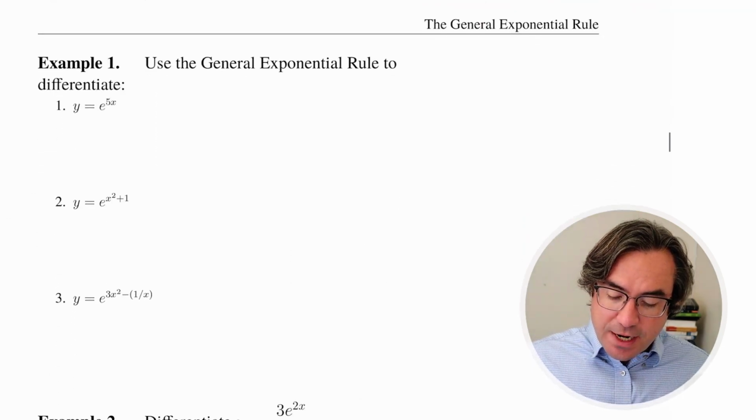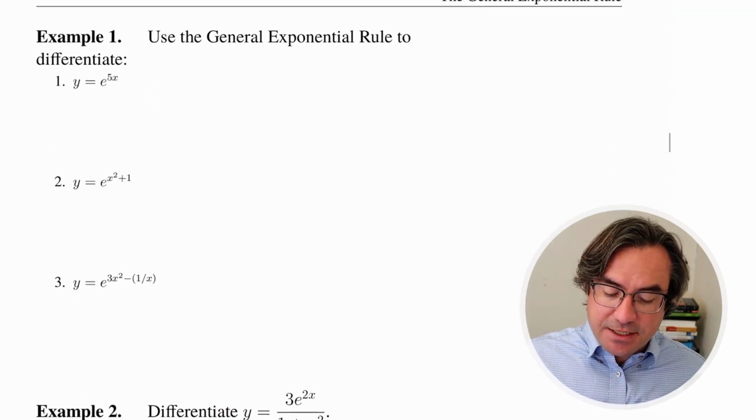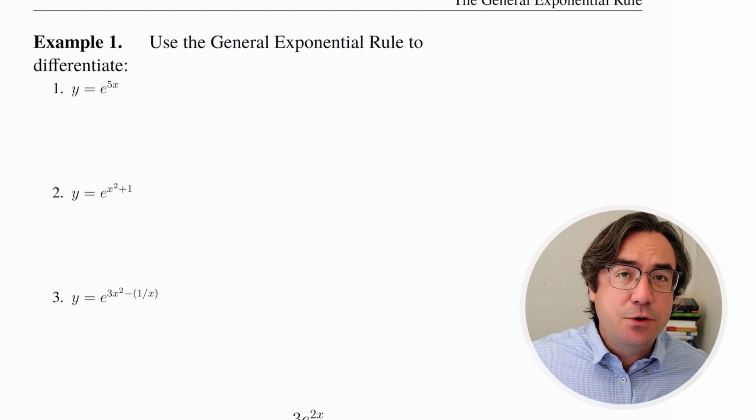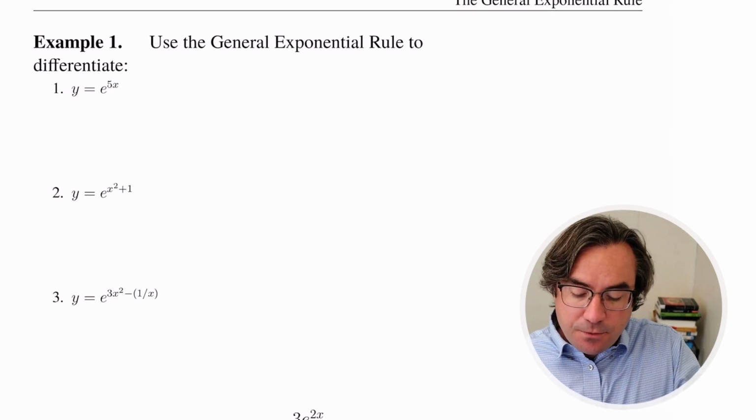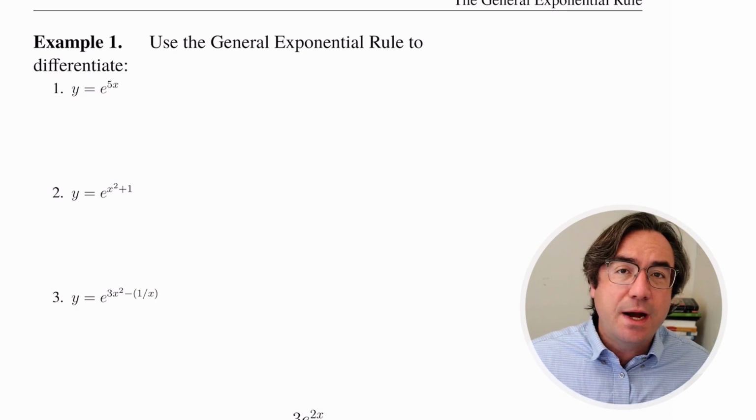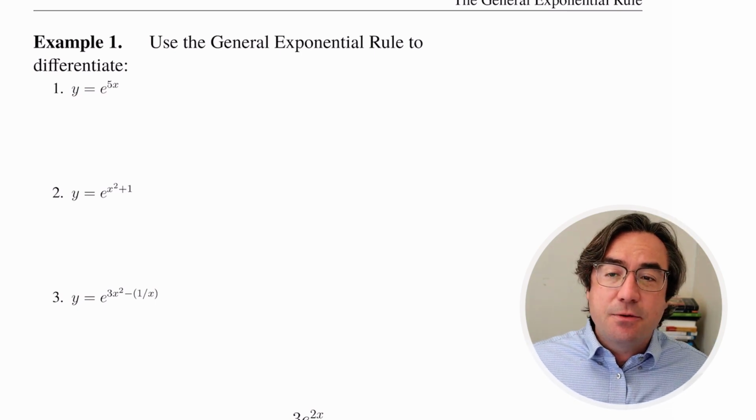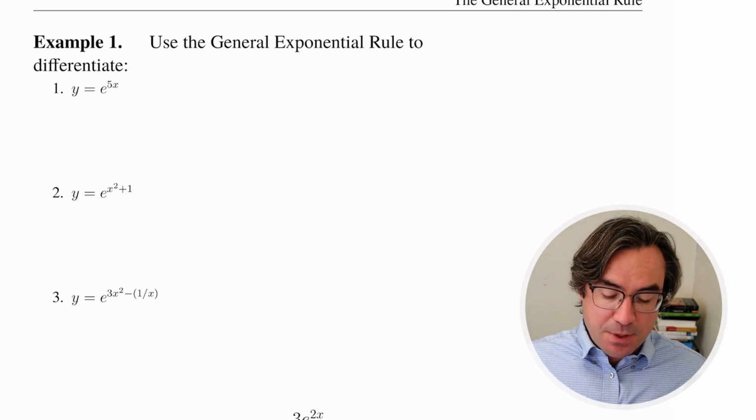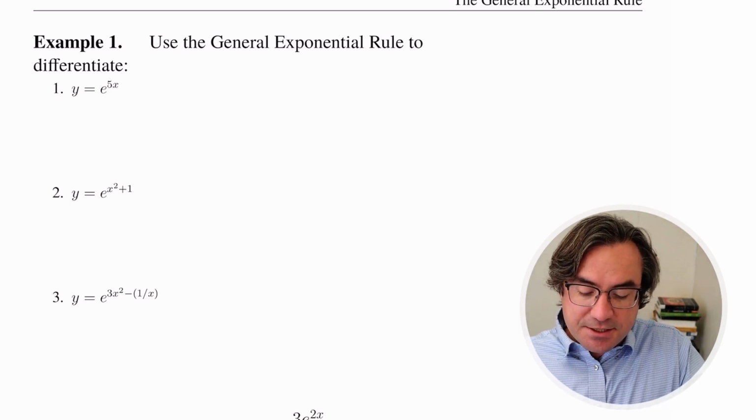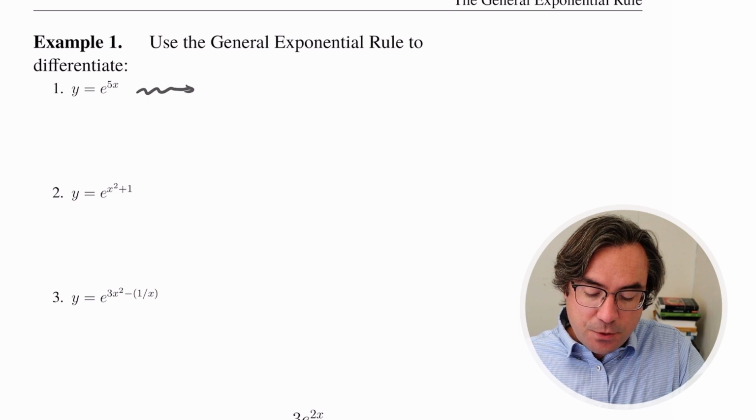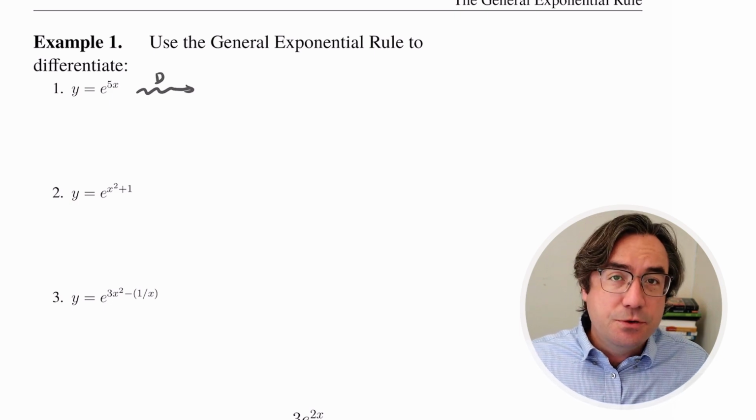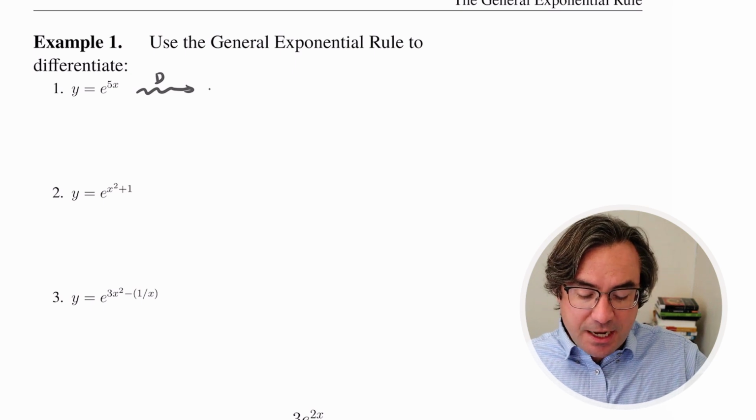And let's try a couple examples. So I want to look at example 1, and we're just going to try a few of these. Let's look at the first one. We have the function y equals 5 e raised to the power 5x. When we differentiate this, we're going to use the general exponential rule. So let's see how this is going to work.